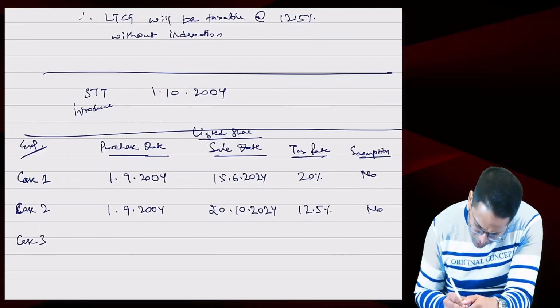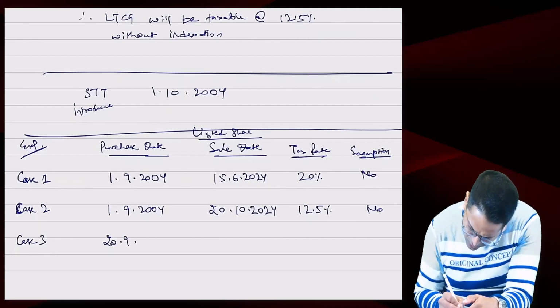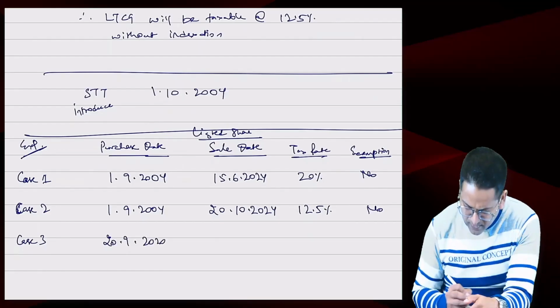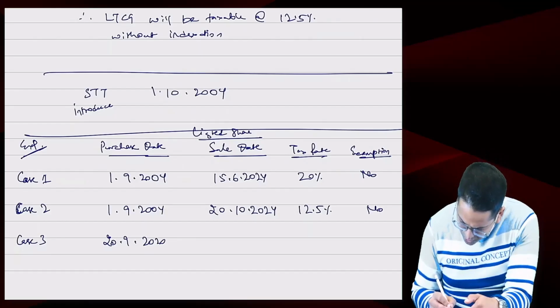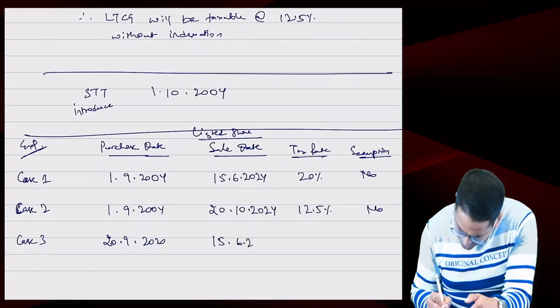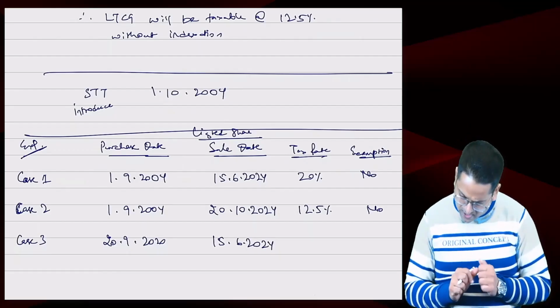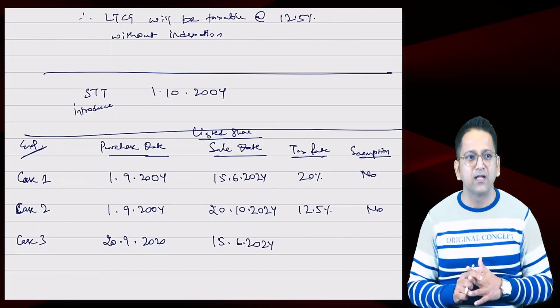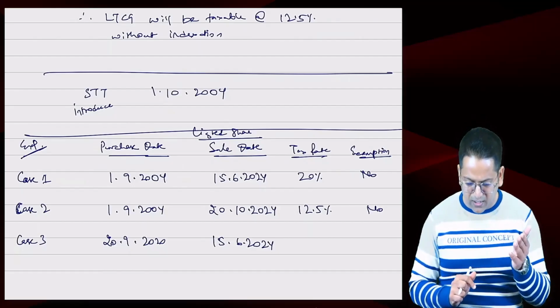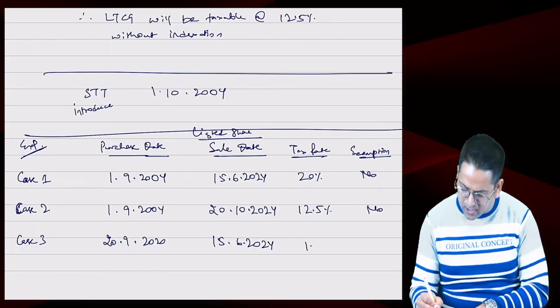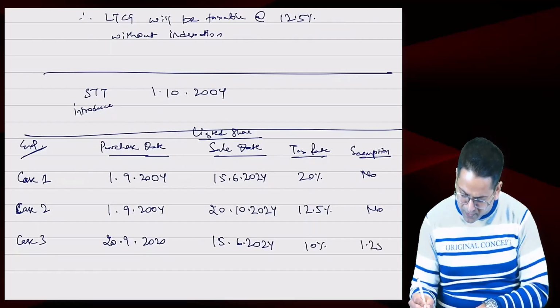Second, let's assume that you made a purchase on 20th September 2020. You sold the shares on 15th of June 2024. Was STT paid on both sides? Yes, it was paid. We arrived in 112A. But if they were sold before 23rd July, then the tax rate was 10%. What is the exemption amount? 1.25 lakh.